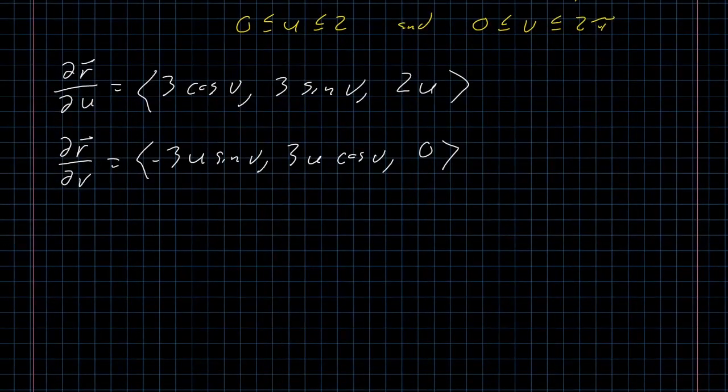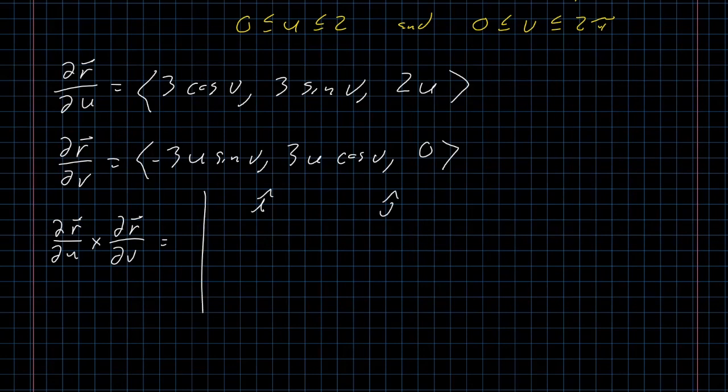When we were finding the equation of a tangent plane, we were able to evaluate these partial derivatives at a point and then take a cross product. Unfortunately, with surface area, that doesn't quite work. So we have to take the cross product of these as functions. Computationally, it is messier, but it is the exact same process.